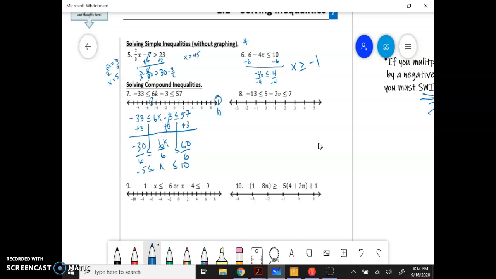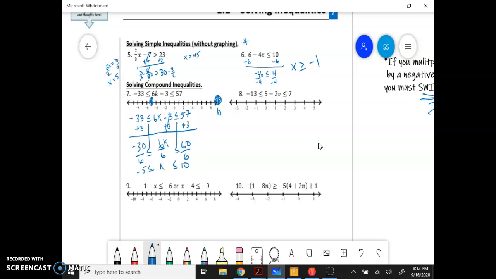All right, and then step 2, we have to determine if it's an open or closed circle. There's lines under both of these inequality symbols, so I'm going to go ahead and fill them both in. And now we just have to draw the arrow. So let's see, k is greater than -5, and k is less than +10.